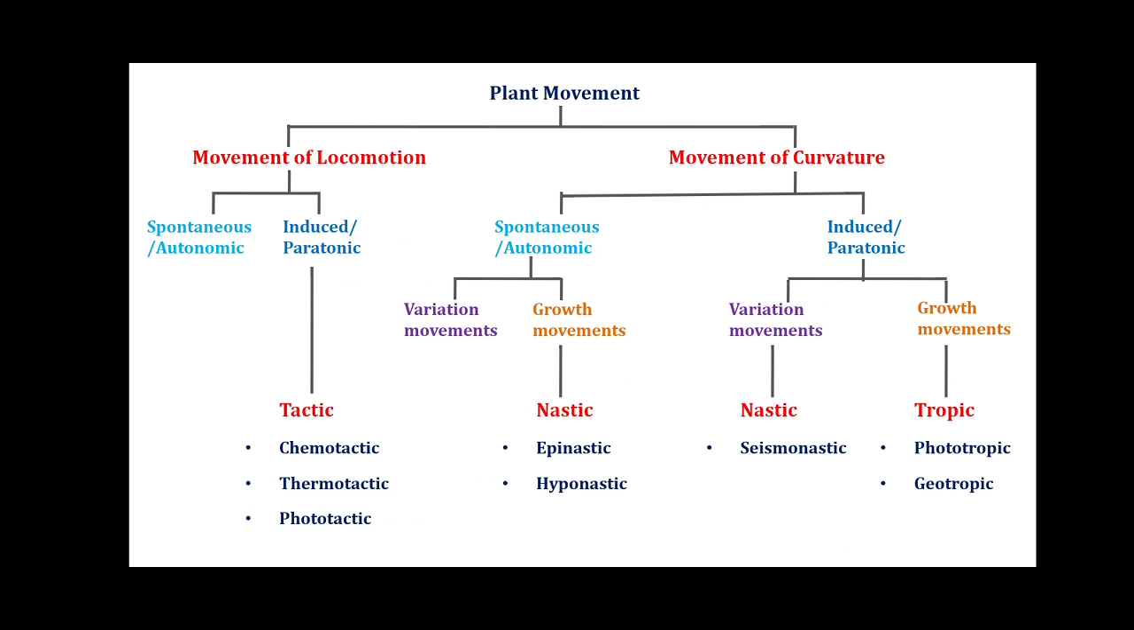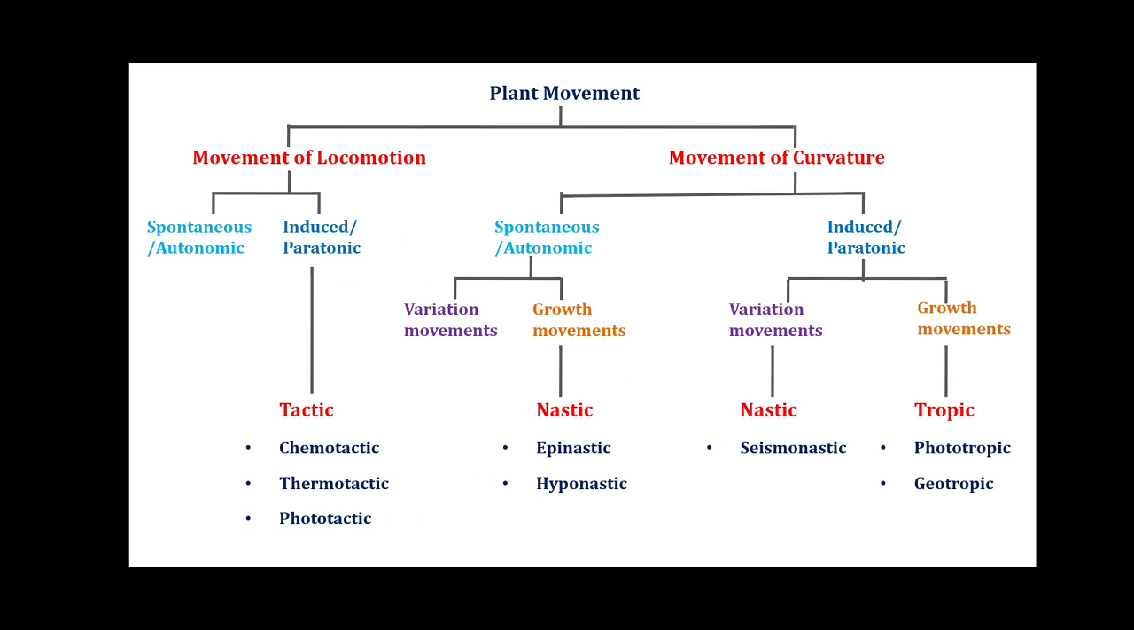These movements are actually of two types. One is the movement of locomotion, another is the movement of curvature. The movement of locomotion is again divided into two types, spontaneous or induced, or you can say autonomic or paratonic. Now this induced or paratonic includes the tactic type, and in the tactic there are chemotactic, thermotactic and phototactic types of movement. While in case of movement of curvature, again there are two definite categories.